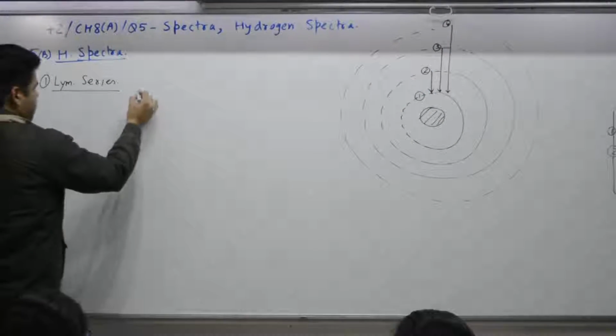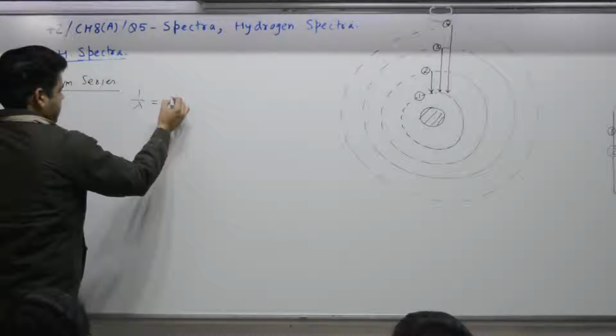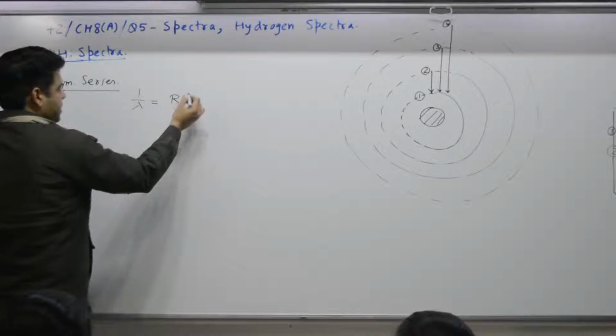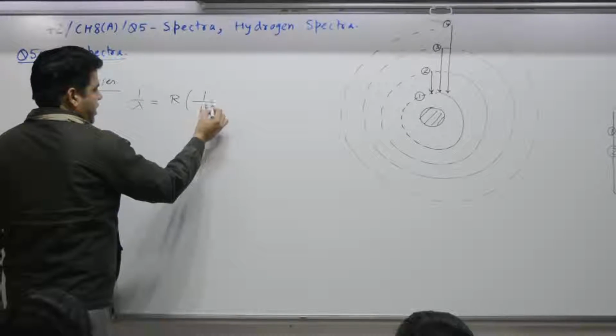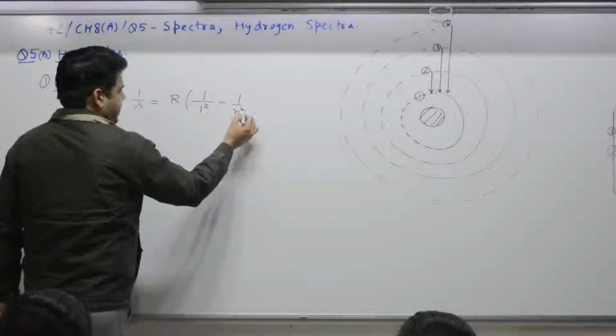What was the formula? 1 by lambda is equal to R, the Rydberg constant for this particular case, hydrogen, times 1 by n1 square minus 1 by n2 square.